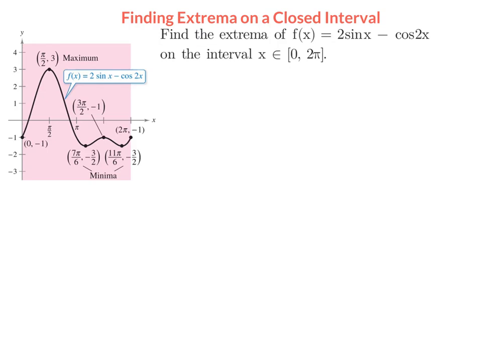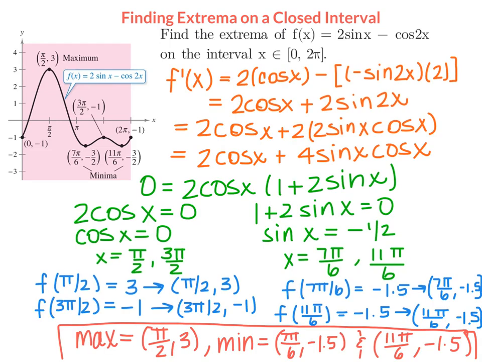And for our last example, let's find the extrema of f of x is equal to 2 sine x minus cosine 2x, and we're going to limit it to the interval of 0 to 2 pi inclusive. First things first, going to take the derivative of f of x and see if I can't find any critical points from that.